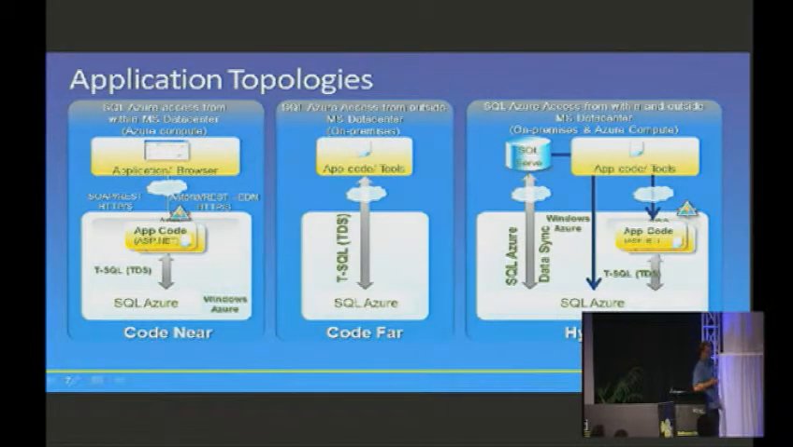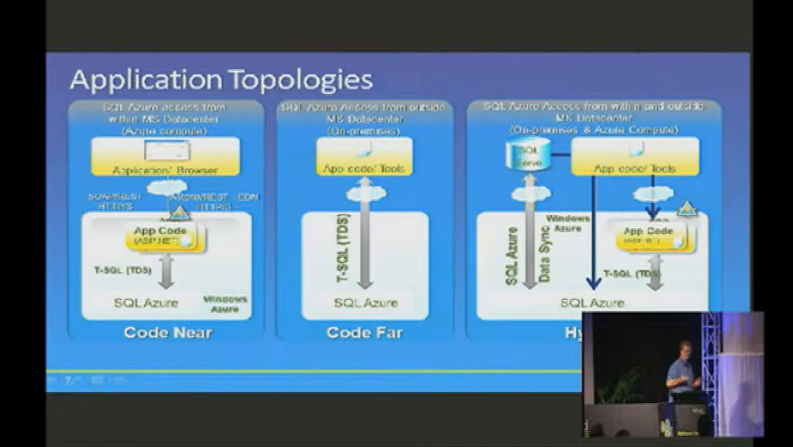So as we think about moving our applications up to Azure, it's important to think about the different types of application topologies that we see common in applications today. We break that down into 3 different topologies. Something we call code near, code far, and this new thing that we're starting to see become very, very popular, which is a hybrid model.